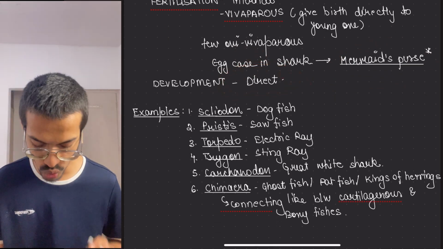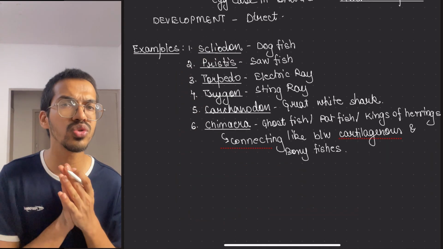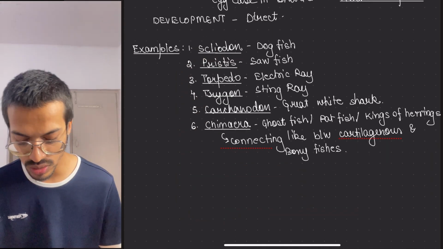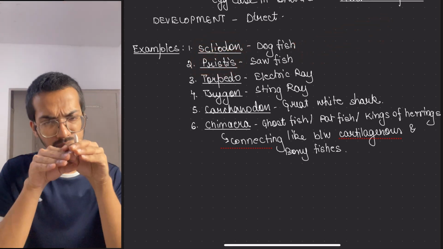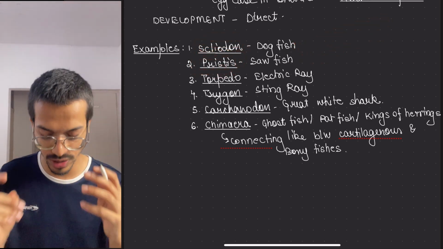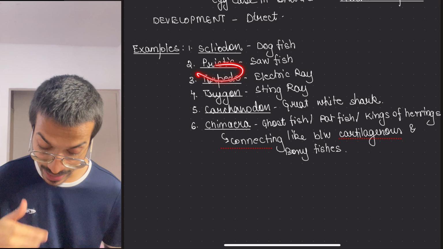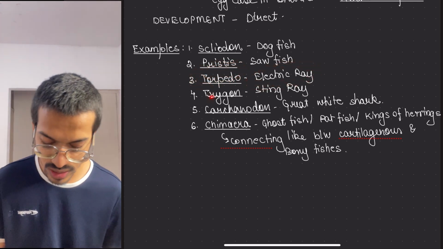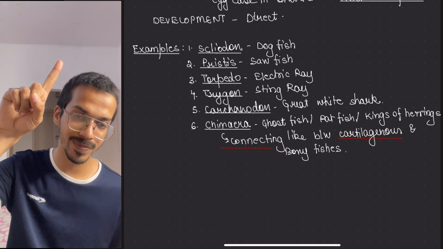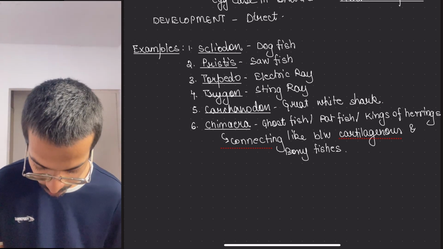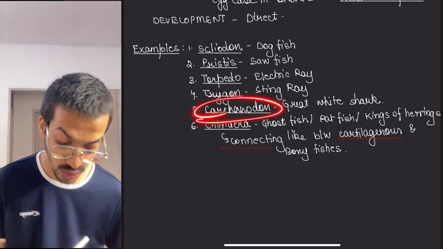These are the examples to it, which are given in NCERT also. So you have to remember it. What is that? Scoliodon, that is dogfish. Pristis is sawfish. It has what? A saw kind of structure as a nostril. Okay, then torpedo is what? Electric ray. Trygon is what? Stingray, whose diagram is also on our thumbnail. Then we have Carcharodon, that is a great white shark.